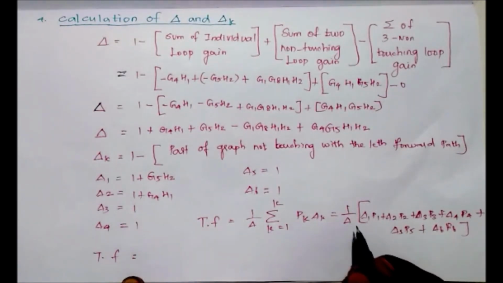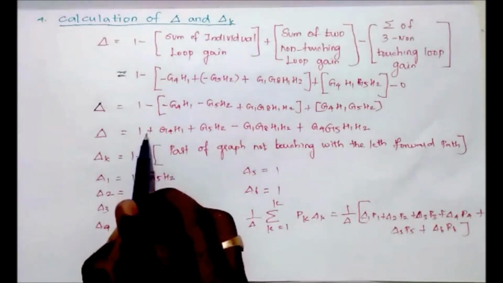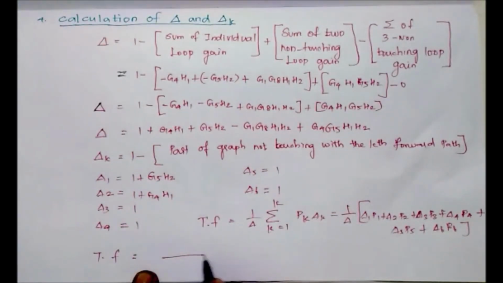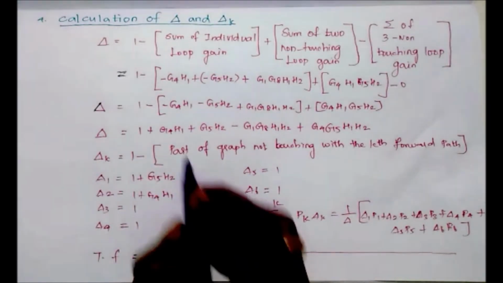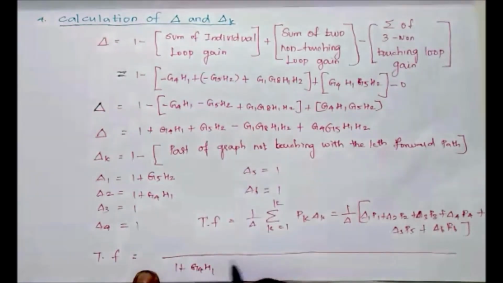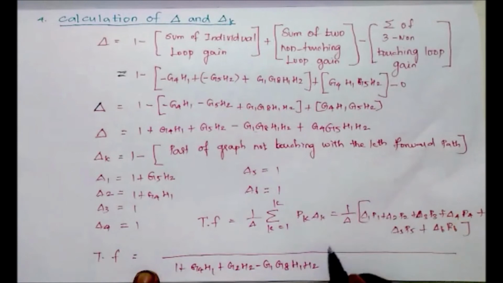We know the del value, this is the del value. Therefore definitely the denominator is only the del value. So 1 plus G4 H1, next G2 plus G2 H2, minus G1 G8 H1 H2 plus G4 G5 H1 H2. So the denominator part is over.